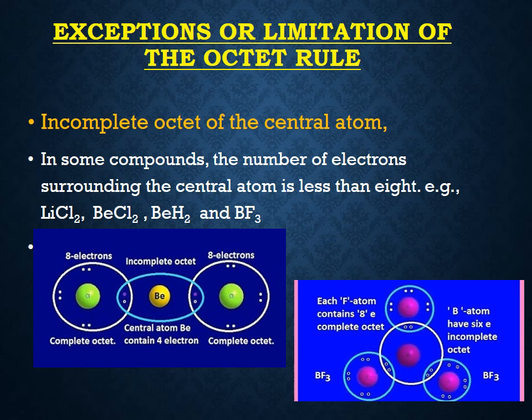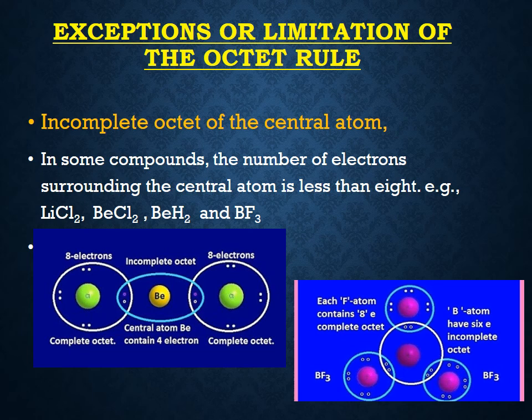Exceptions or limitations of the octet rule. Incomplete octet of the central atom. In some compounds, the number of electrons surrounding the central atom is less than 8. Examples: lithium chloride, beryllium chloride, beryllium hydride, and boron fluoride.